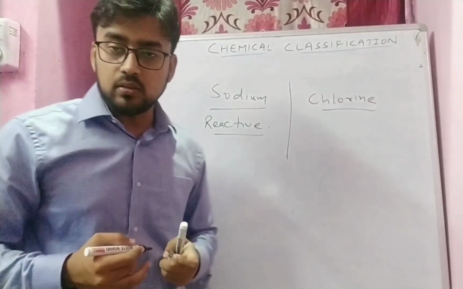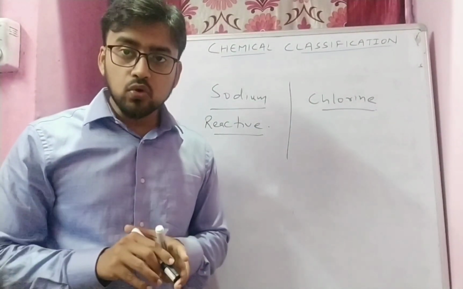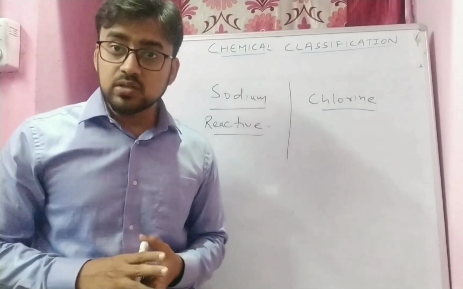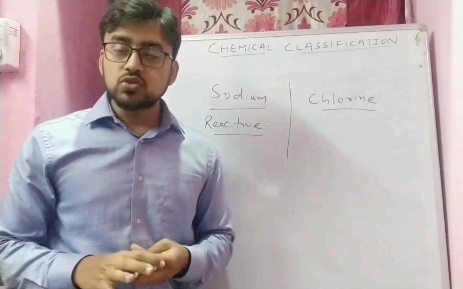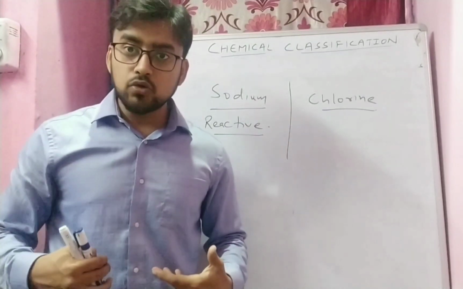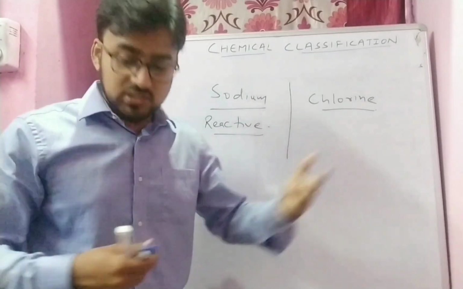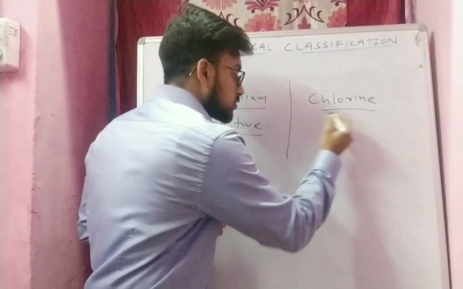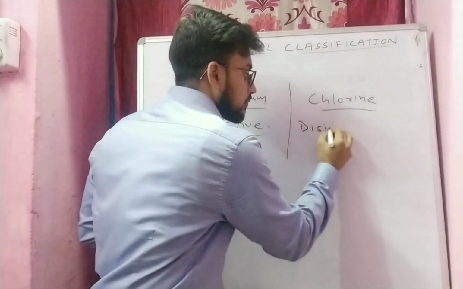But what about chlorine? Chlorine is used to kill germs, to disinfect the water. It means you cannot use chlorine directly in your body. Chlorine is used to disinfect the water. So we write it: used to disinfect the water.